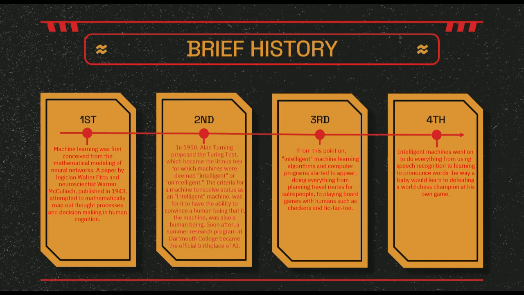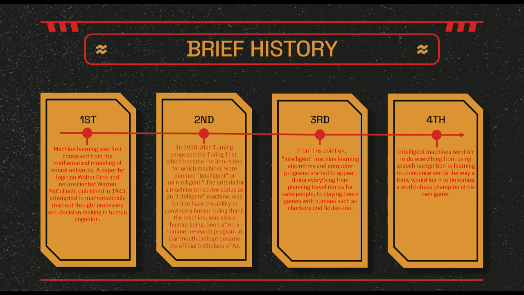From this point on, intelligent machine learning algorithms and computer programs started to appear, doing everything from planning travel routes for salespeople to playing board games with humans, such as checkers and tic-tac-toe. And for the final stage, we can see that intelligent machines went on to do everything from using speech recognition to learning how to pronounce words the way a baby would learn, and it can even defeat a world chess champion at his own game.